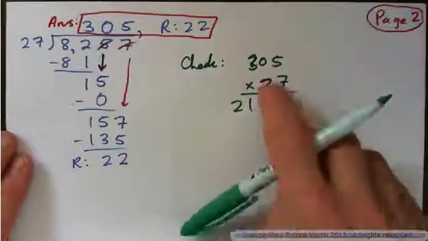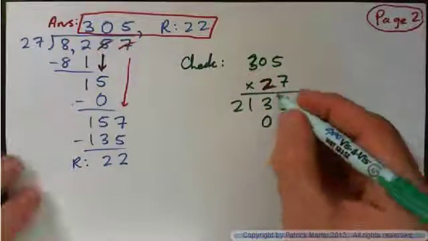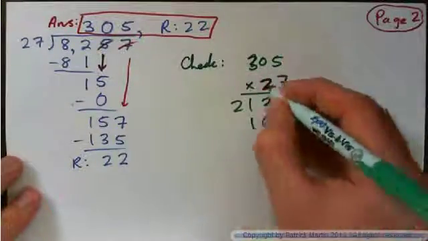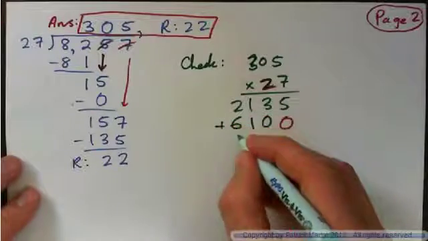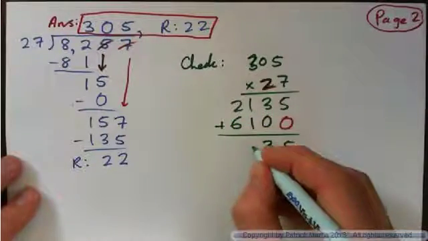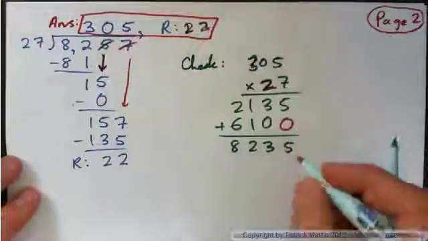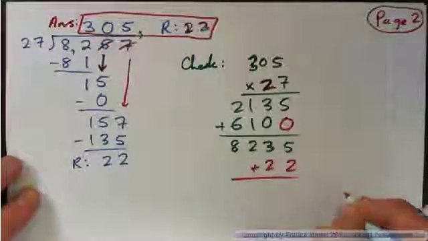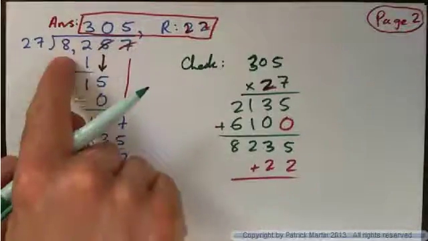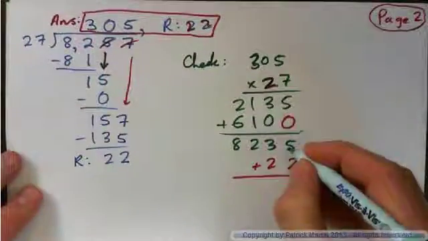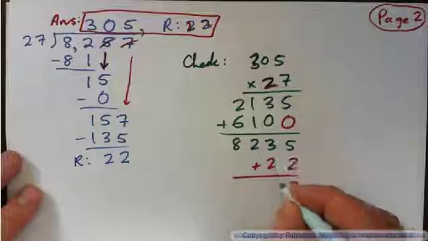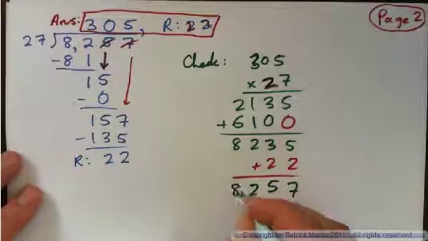Right? So 2 times 5 is 10, carry 1. 2 times 0 is 0 and 1 is 1. 2 times 3 is 6. Add them, and we get 5, 3, 2, 8. And the remainder was 22, so when I add on the remainder, I should end up with 8257. Let's see. 7, 5, 2, 8. Correct, right?